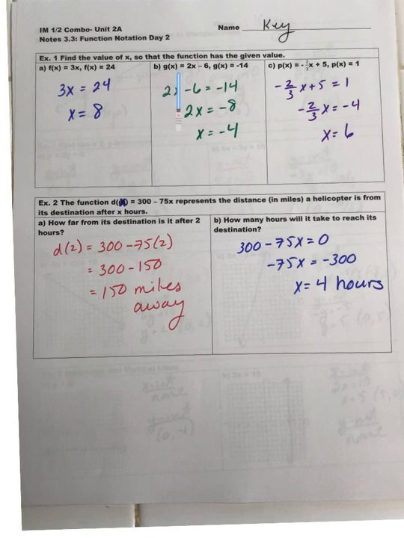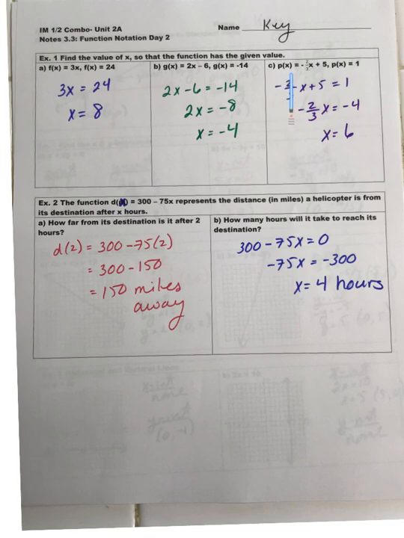And B, g of x equals 2x minus 6. When does g of x equal negative 14? So again, when does y equal negative 14? So we want to know, when does 2x minus 6 equal negative 14? So add 6, 2x equals negative 8. Divide by 2, x equals negative 4.